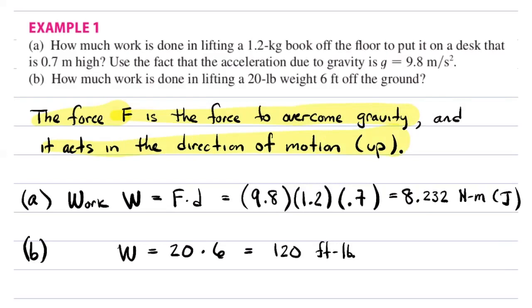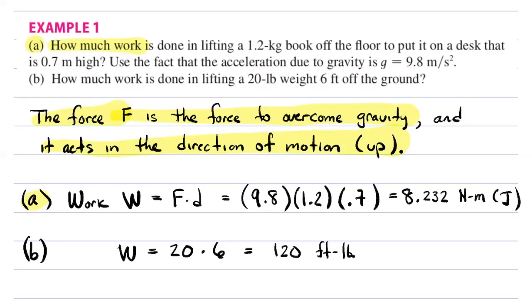When you're lifting a book or some other object near the surface of the earth straight up, then the force required is the force to overcome gravity. And since you're lifting it straight up, that force is acting in the direction of motion. So let's look at part A first here. We're going to lift a 1.2 kilogram book off the floor and put it on a desk that's 0.7 meters high. Okay, how much work? That's what we want to know. How much work is done in doing that?